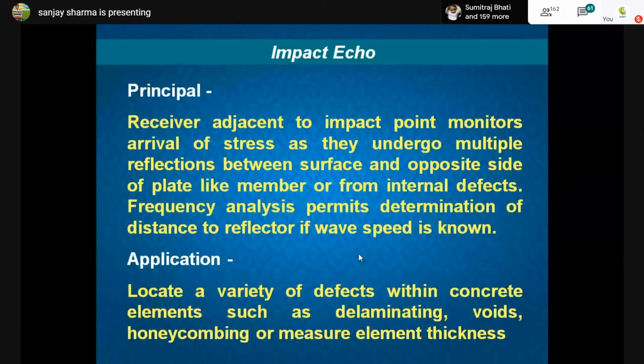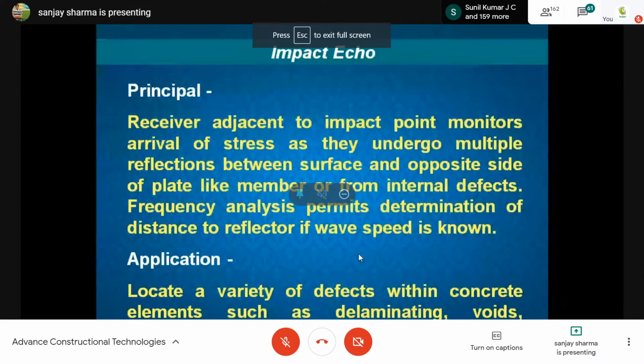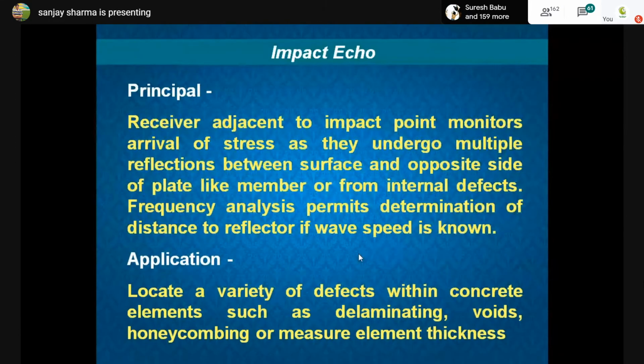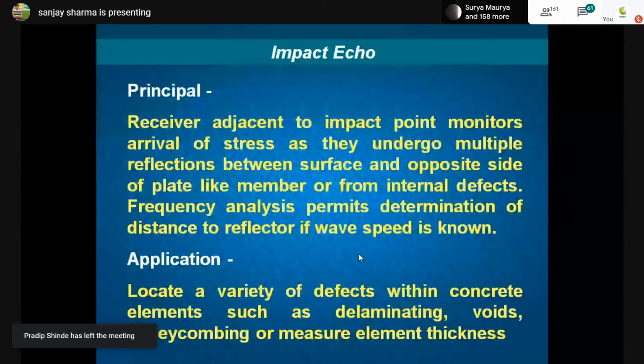This is the impact echo test. Basically, the principle of working of impact echo is that a receiver adjacent to the impact point monitors the arrival of stress waves as they undergo multiple reflections between the surface and the opposite side of a plate-like member, or from internal defects. Frequency analysis permits determination of the distance to the reflector if the wave speed is known. So it is used to locate a variety of defects within concrete elements such as delaminations, voids, honeycombing, or to measure the element thickness also.